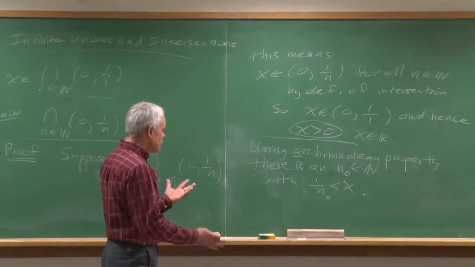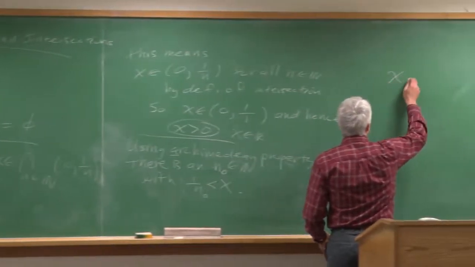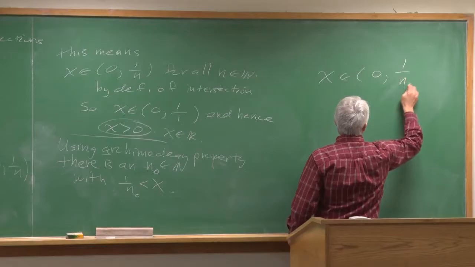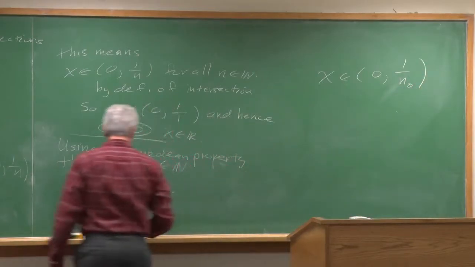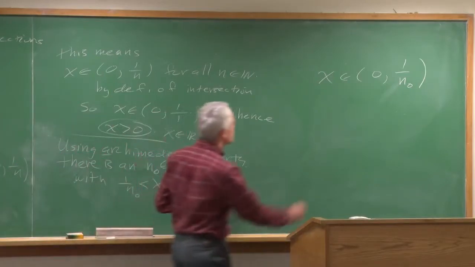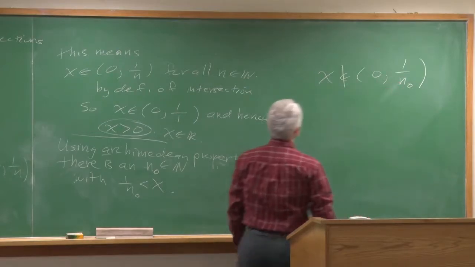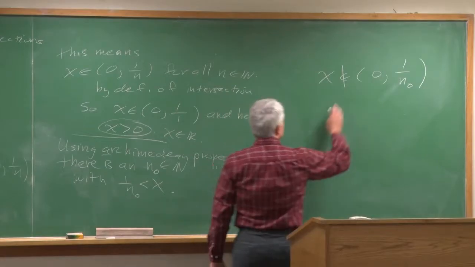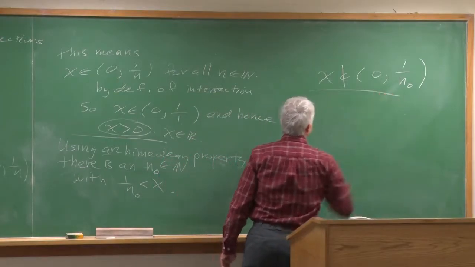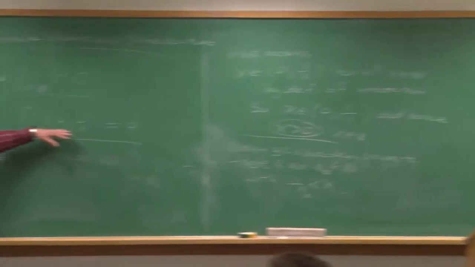All right. So is x in the interval from 0 to 1 over n0? Based on this? No, right? It's not. It's greater than that. This would say that x is less than that. Okay, great. So what did we find? We found that there is one of these intervals that the x is not in.